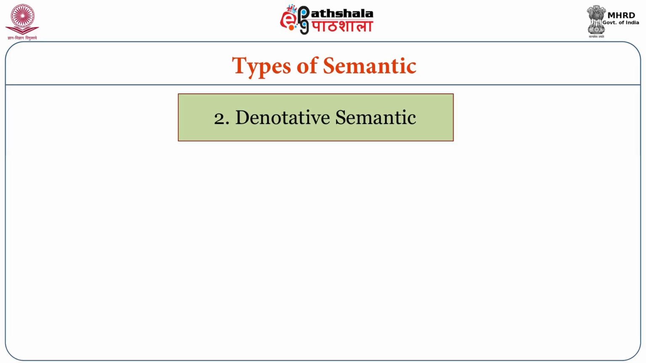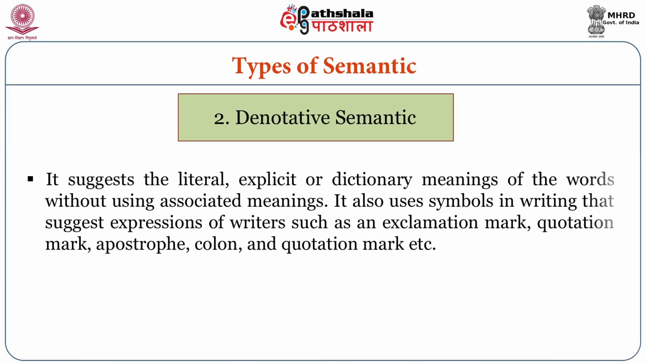Then we have denotative semantics. It suggests the literal, explicit or dictionary meanings of the word without using associated meanings. It also uses symbols in writing that suggest expressions of writers such as an exclamation mark, quotation mark, apostrophe, colon, etc.